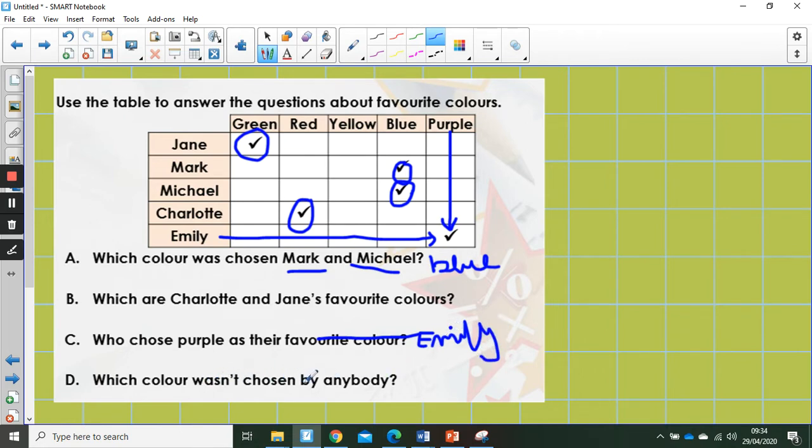Which colour wasn't chosen by anybody? So this time we're going to look at our columns and see which one doesn't contain a tick at all. And as we go through, we can find that yellow wasn't chosen at all. Therefore, yellow wasn't chosen by anybody.